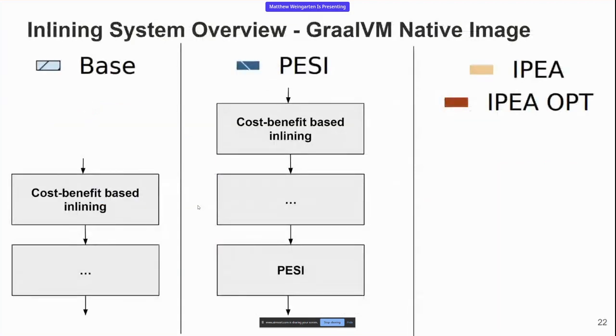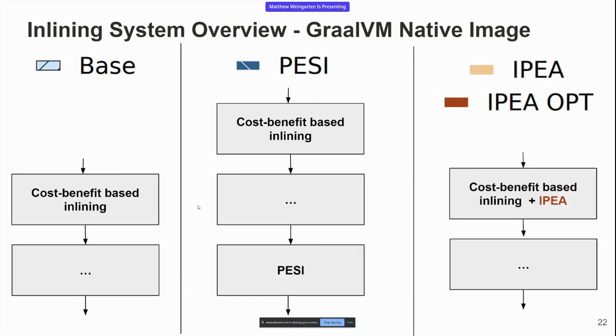So how does our augmented inlining phase actually perform? Before I show you some benchmarks, I'll give you a brief inlining system overview. All of this is benchmarked on GraalVM Native Image, the ahead-of-time compiled Java compiler. And we ran it with 4 different configurations. One is just base, that is just running the cost-benefit based inlining. We have PESI, our name for the very aggressive approach: we inline an object every time we can eliminate an object. That is run completely separately from the cost-based inlining. And then we have our augmented cost-based inlining algorithm with IPEA.